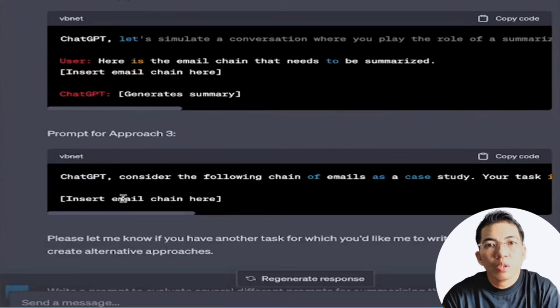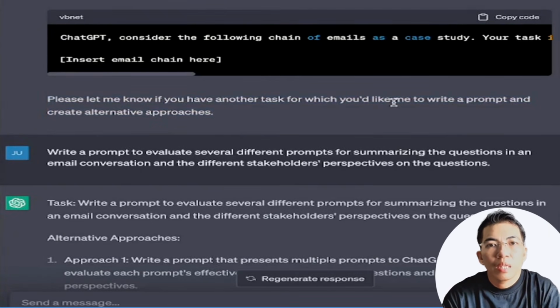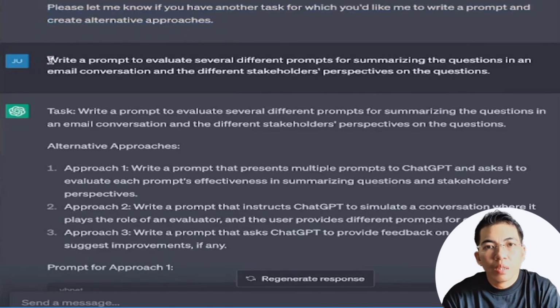So now I've got all these alternative prompts, and then the last thing it does is it generates the tail, just like I said. It says, please let me know if you have another task for which you would like me to write a prompt and create alternative approaches for. So right here, it's created a tail on its output. It's at the very end. You notice that the sentence it's created encompasses a lot of the rules. It encompasses enough of the information about what it's trying to accomplish that we don't have to worry as much that it's going to forget the rules. And so then I go and I give it another task.